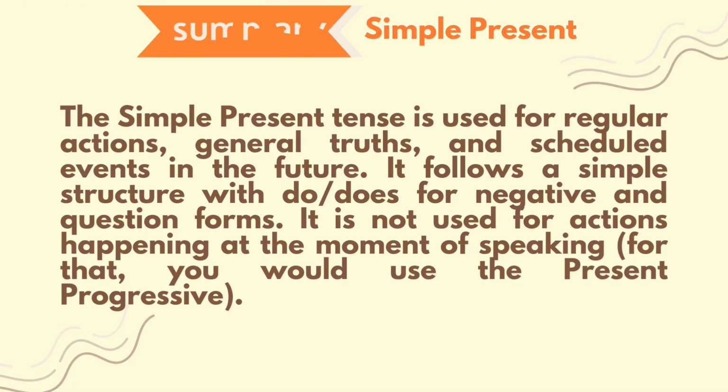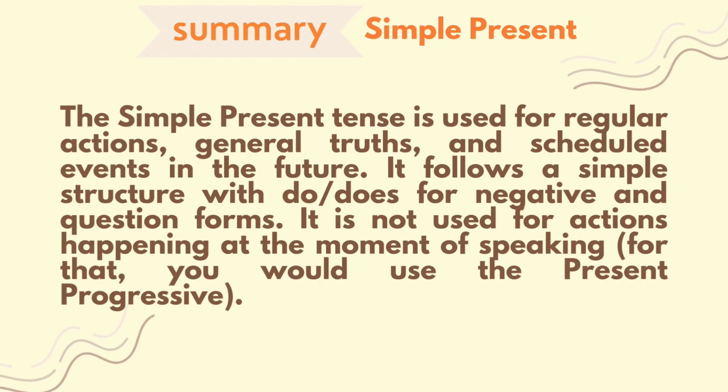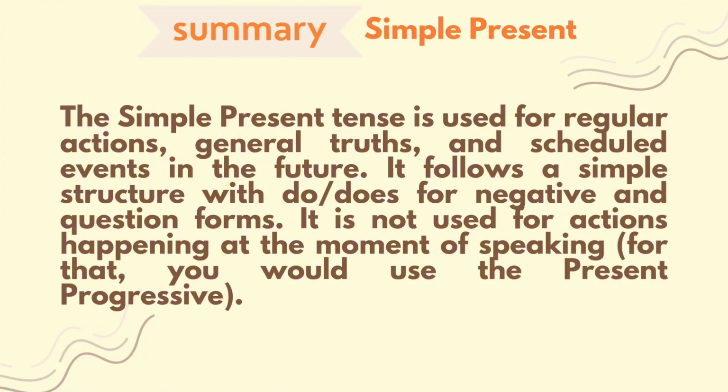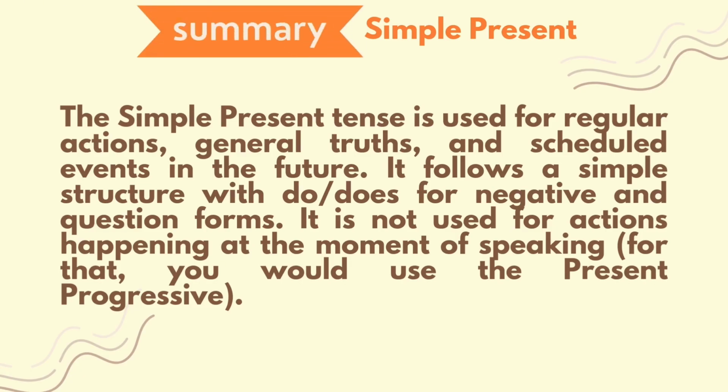And the last, summary of simple present. The simple present tense is used for regular actions, general truths, and scheduled events in the future. It follows a simple structure with do or does for negative and question forms. It is not used for actions happening at the moment of speaking. For that, you will use the present progressive.